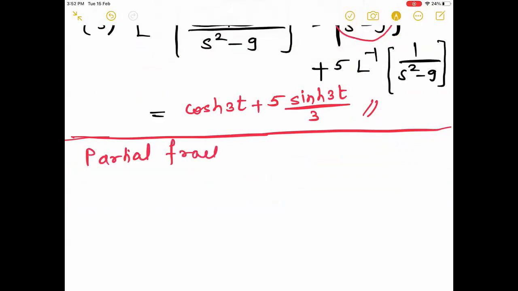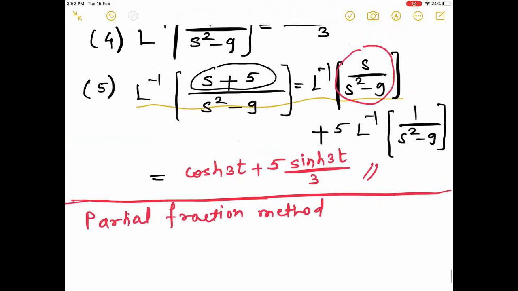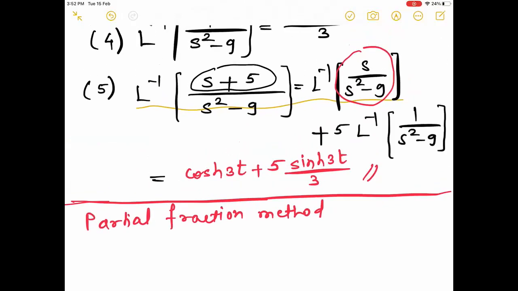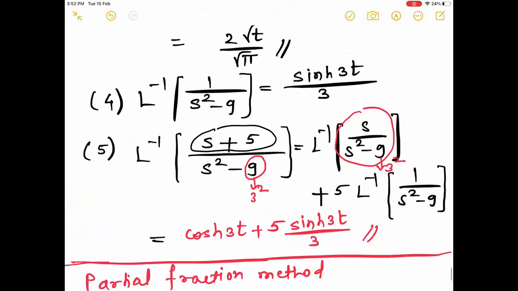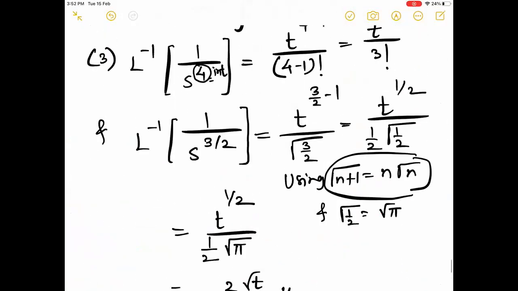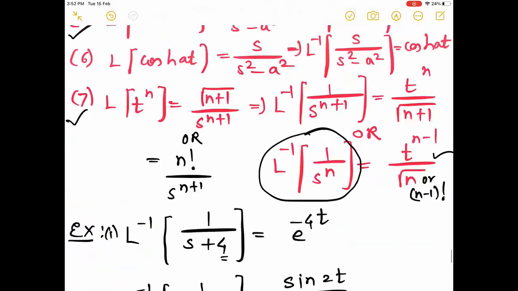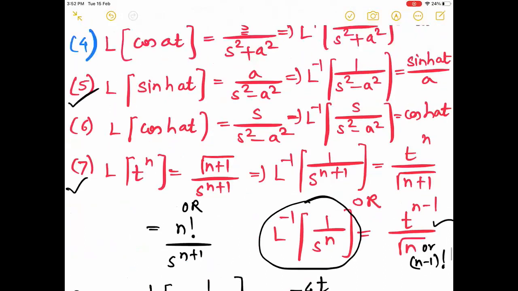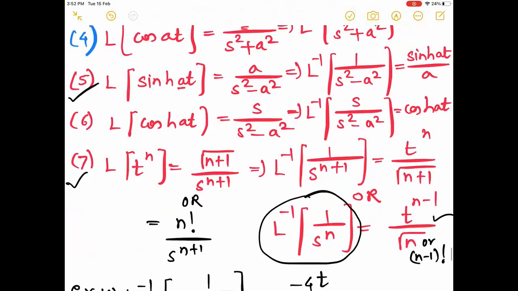Madam, I have one question. From where is the 3 coming, like in cos h 3t and sin h 3t? Because the denominator contains s square minus 9, that means 3 square. Compare this with the standard results. Here I have given a formula. The standard result is a upon s square minus a square. So a is your 3. That we have taken.